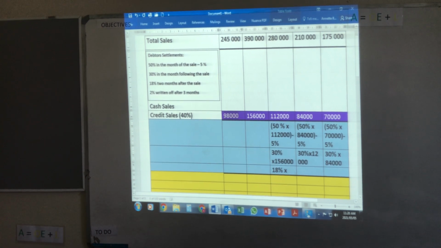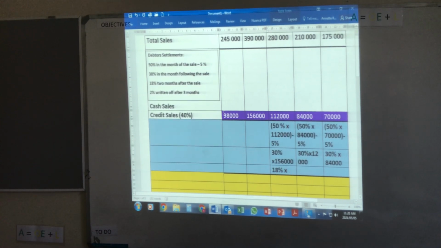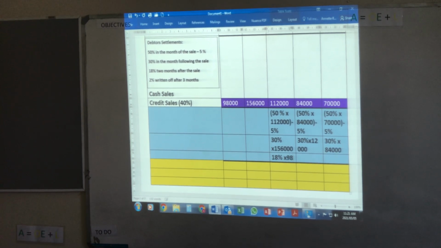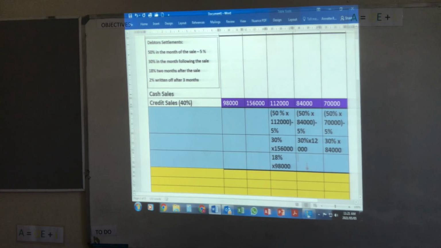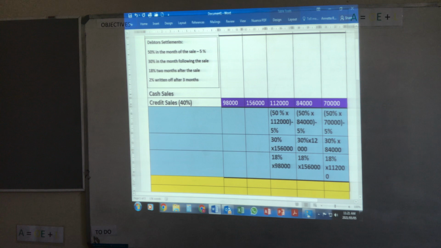Because now January is the second month after November. Are you with me? And they say 2 months after the sale. So the sale took place in November. January is the second month after November. So it's 18% of the 98,000. Then this one will be 18% of 156,000. And this one will be 18% of 112,000.